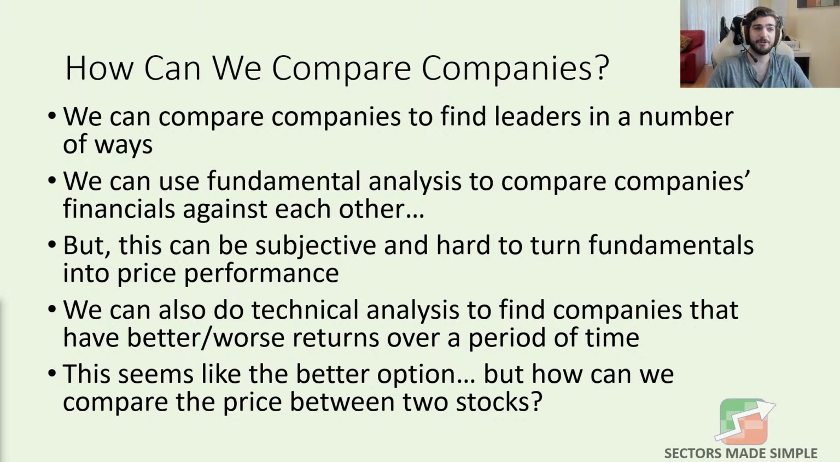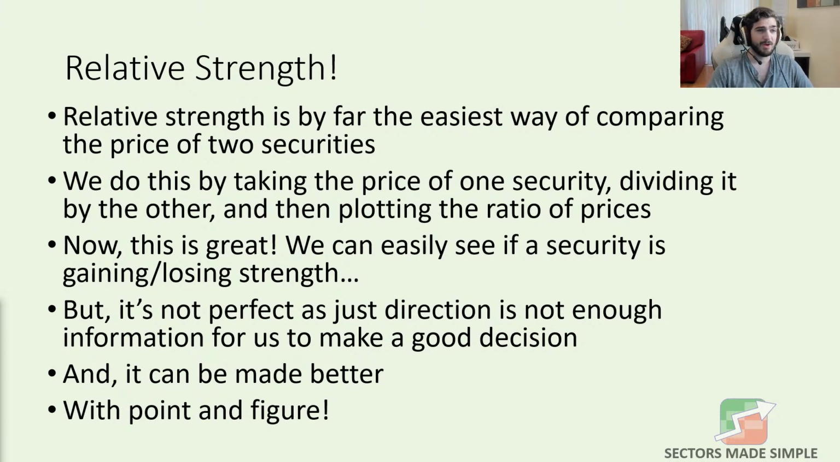We do something called relative strength. Relative strength, in my opinion, is probably the easiest way to compare the price of two securities. What we do is we take the price of thing A and we divide it by the price of thing B. Now you have a ratio. You can check this ratio and see how it changes over time. If the price of thing A goes up, we're going to see that ratio go up. If the price of thing A goes down, we're going to see the ratio go down. It is a great way to track the differences in prices because we can track that ratio over time.